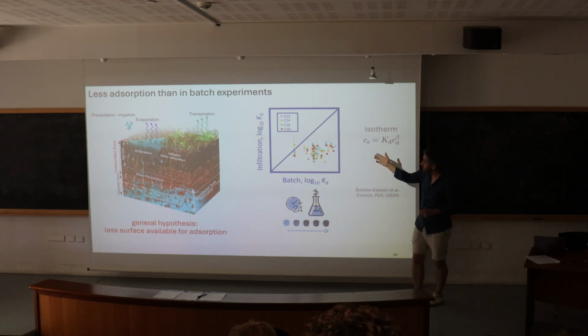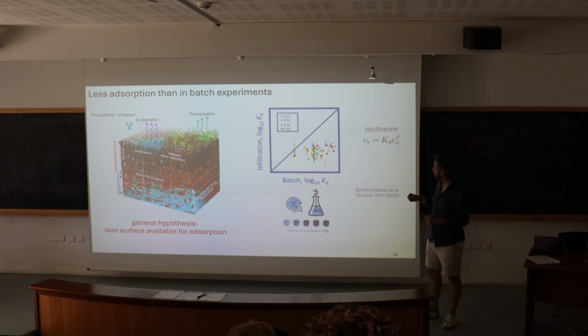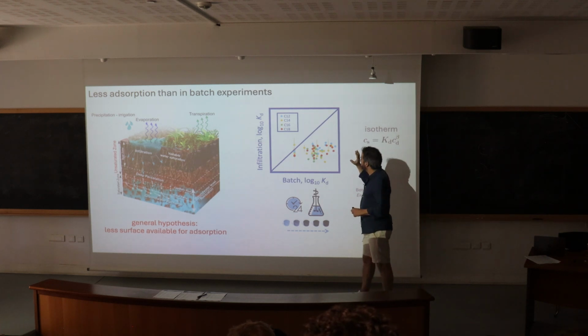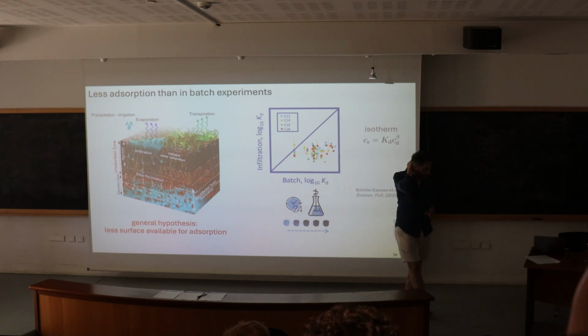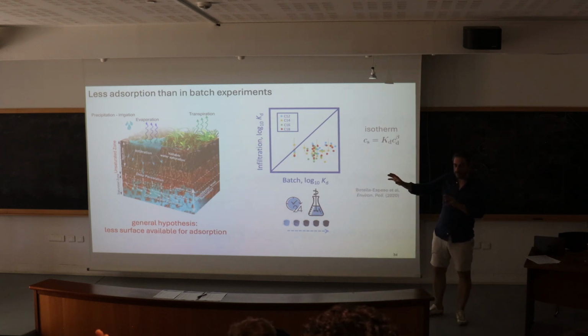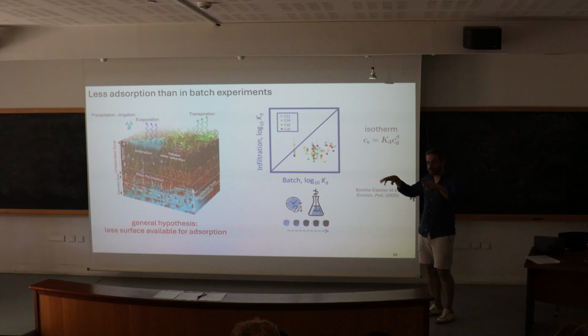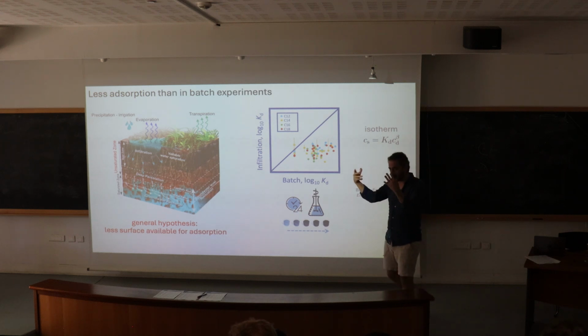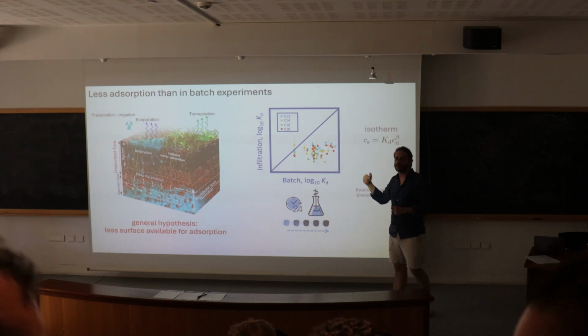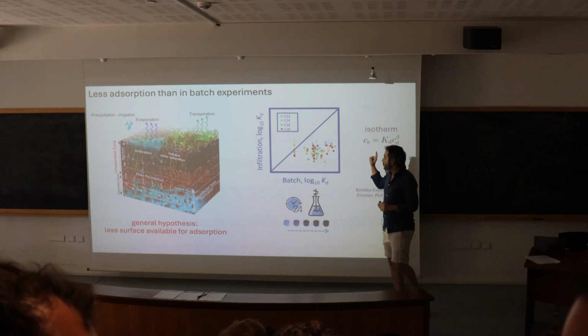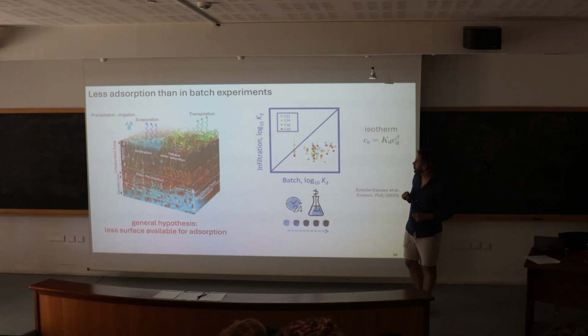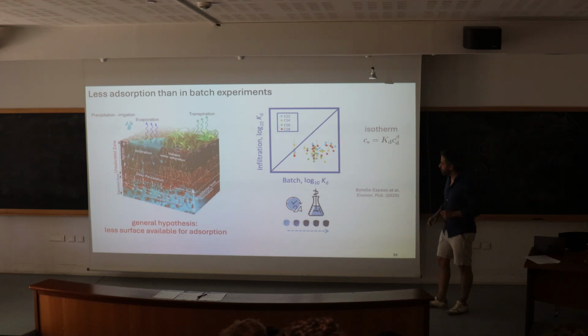Well, what we show is that, and we were not the first, but I think one of the first systematic studies, is that if you go to the field and run a tracer experiment that absorbs, or you get a contaminant that absorbs, and then you try to fit your data, you will use an absorption coefficient which is actually much smaller than the one that you determine in batch experiments.